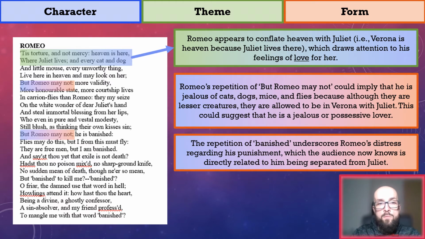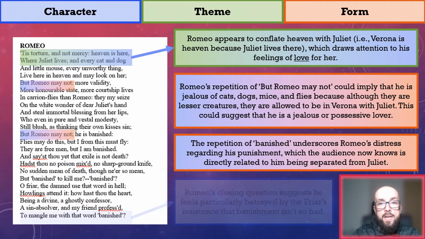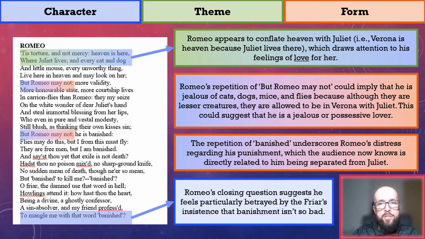Last, the question with which Romeo closes his speech suggests that he feels particularly betrayed by Friar Lawrence's insistence that banishment isn't all that bad a punishment. This could be Romeo's way of expressing that he does not feel that the friar understands how he is feeling at this point in the play.